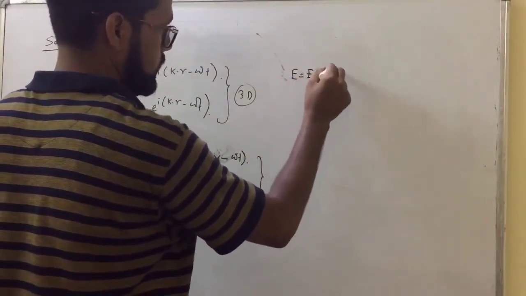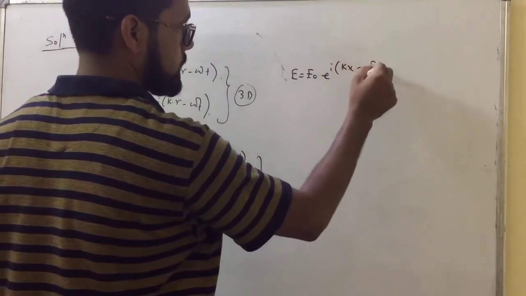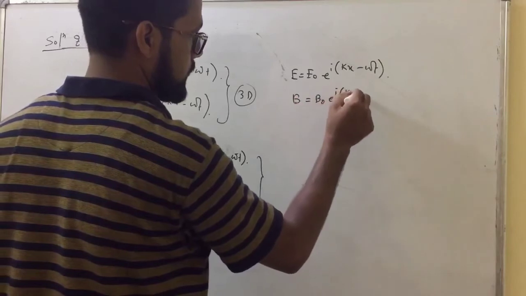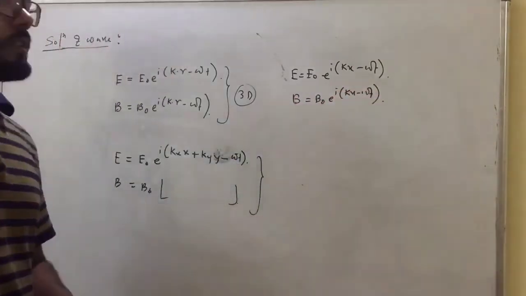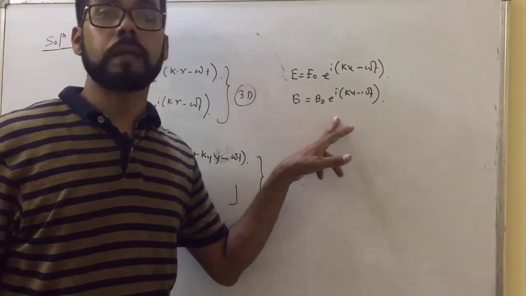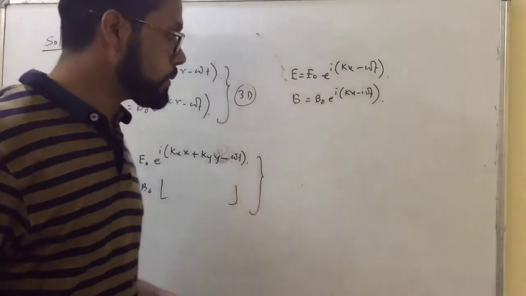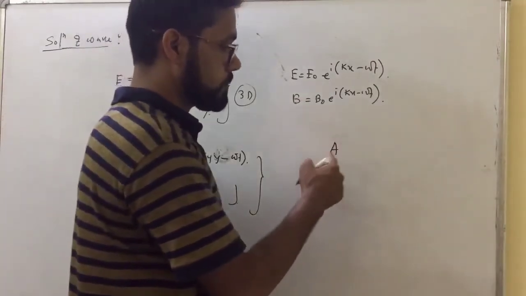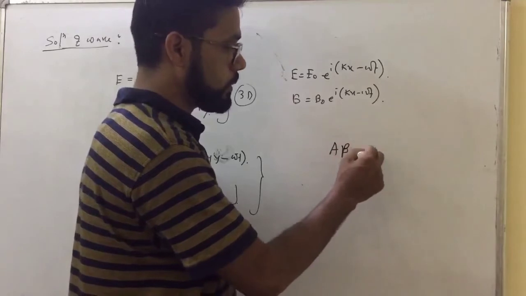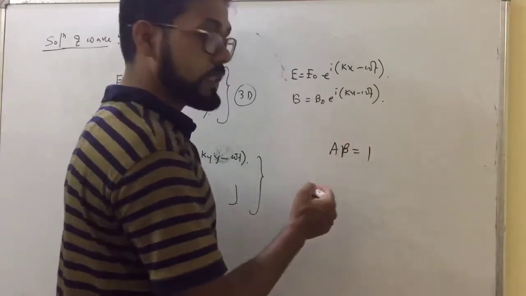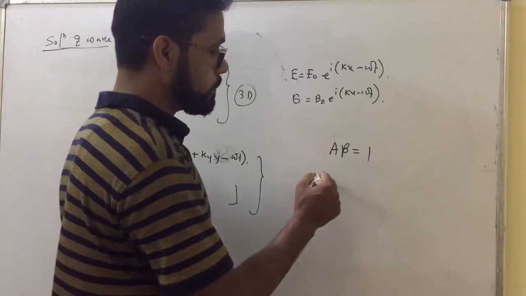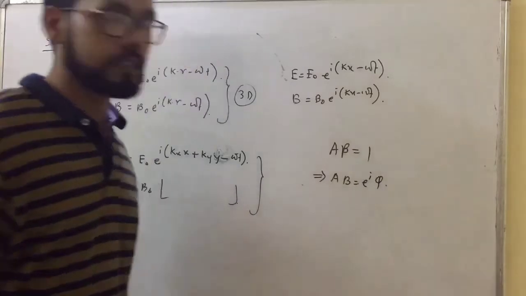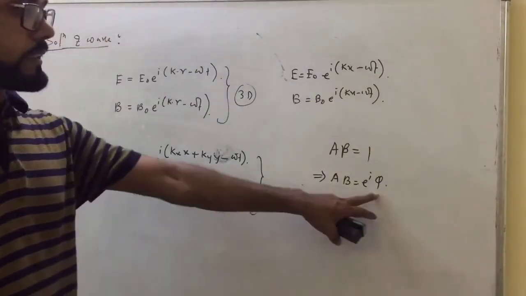E equals E naught e to the power i(kx minus omega t), suppose along the x axis, and B equals B naught e to the power i(kx minus omega t). Now try to interpret it. First of all, this is the phasor solution. Phasor means, for example, the Barkhausen criterion for an oscillator: the product of open loop gain and feedback gain equals 1. This is the Barkhausen criterion in electronics. If I write it in phasor form, I can write e to the power i alpha. This is the criterion of an oscillator.